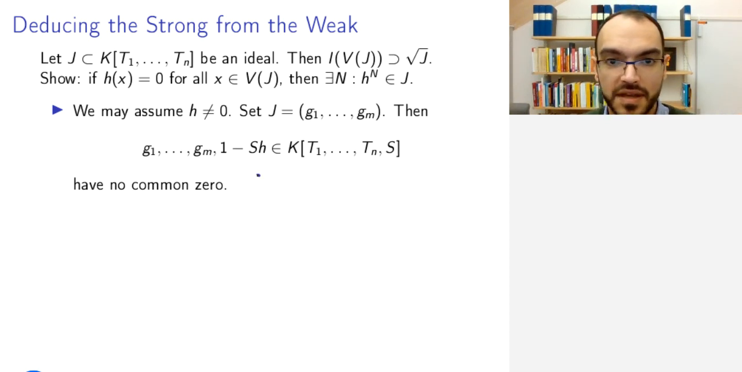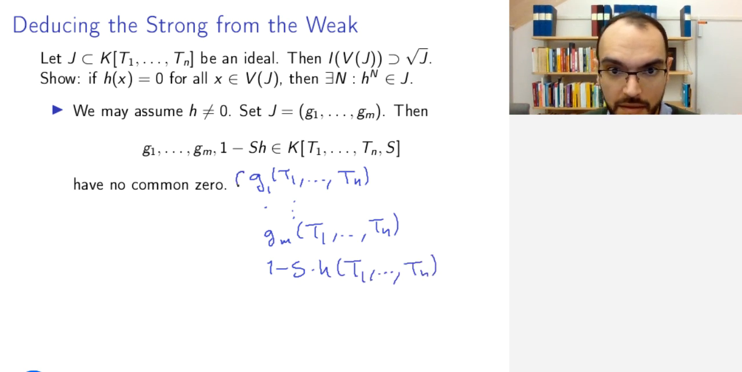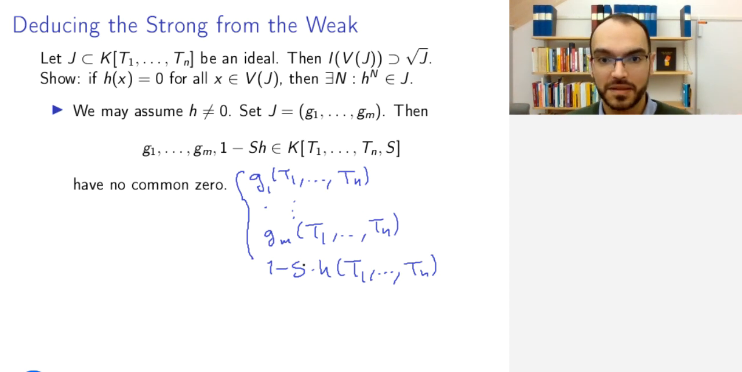Let me be precise. I mean that for the following polynomials, g1 of t1 through tn up to gm of t1 through tn, and then 1 minus s times h of t1 through tn, there is no way to choose numerical values for t1 through tn and s so that they all become 0. Why is that? Well, if that were possible, then for the t1 through tn values, all these g polynomials would vanish.